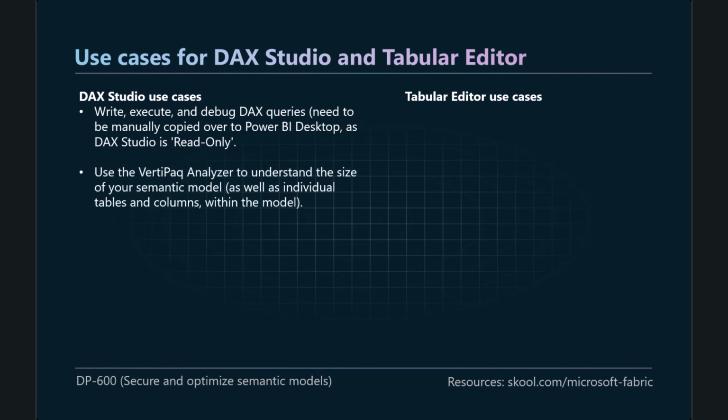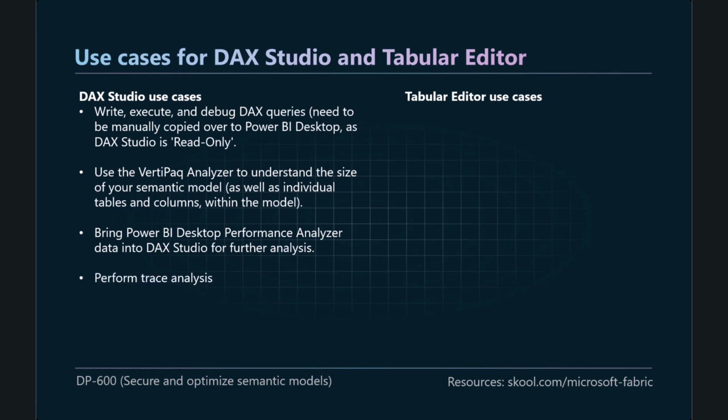In Power BI, we can use the VertiPaq Analyzer to understand the size of your semantic model, as well as individual tables and columns within the model. We can bring Power BI Desktop Performance Analyzer data into DAX Studio to analyze it further, and we can use those trace analysis functionalities to analyze query events, both on the client side and the server side, depending on the trace that you select.